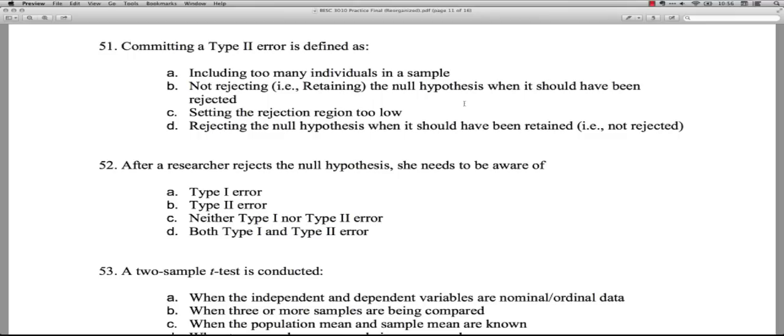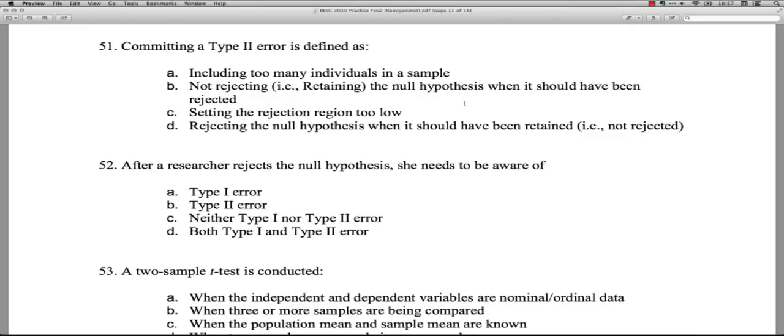Committing a type 2 error is defined as, well, a type 2 error is a false negative. A type 1 is a false positive, a type 2 is a false negative. And let's see what it says here. A says including too many individuals in the sample. I have never heard of that being an error, and it certainly has nothing to do with a false negative. So, scratch A. B, not rejecting, that is, retaining the null hypothesis when it should have been rejected.